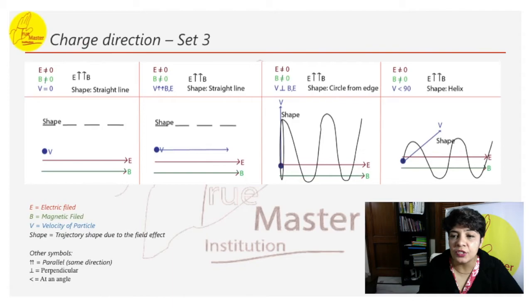In case 4, the charged particle is not thrown at 90 degrees. It's not thrown straight like this. It's not perpendicular to B and E. It is actually less than 90 degrees. So what happens? It will form the shape of a helix.